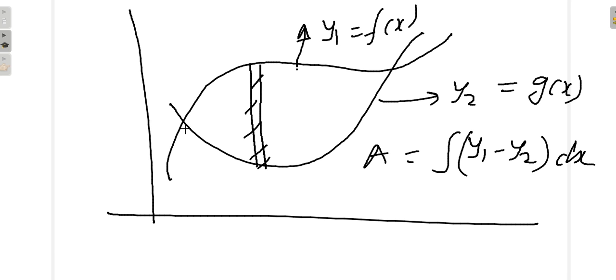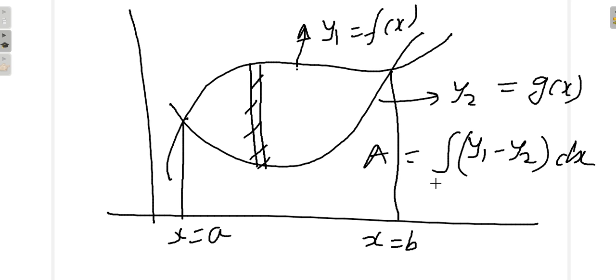And suppose after solving the two equations simultaneously, you get the points of intersection as, say this is x equal to a, say this is x equal to b, then the limits will be from a to b.